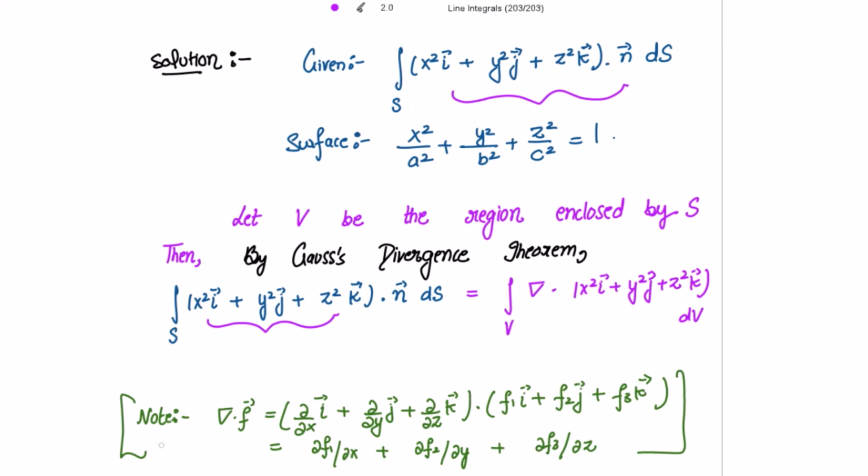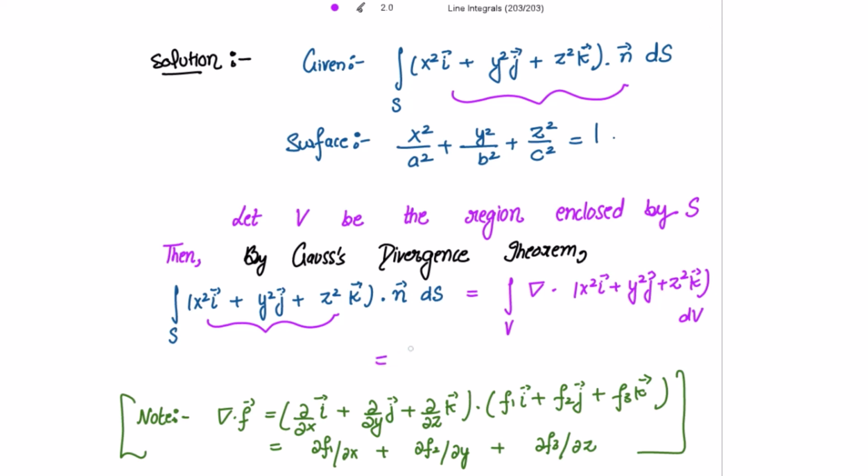Please note over here, the divergence of f vector, that is del dot f vector, is equal to, what is del? It is curly by curly x i vector plus curly by curly y j vector plus curly by curly z k vector. And the components of f are written as f1 i vector plus f2 j vector plus f3 k vector. On taking the dot product, we get curly f1 by curly x, that is derivating the first component with respect to x, plus derivating the second component with respect to y, plus derivating the third component with respect to z. This is what we do over here now.